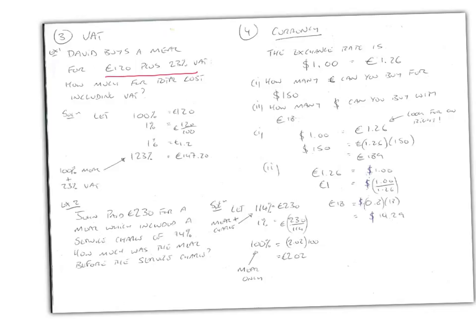So we let the cost of the meal equate 100% to €120, and we therefore find that 1% is 120 divided by 100. Okay, so 1% is €1.2 or €1.20. So therefore 123%, because 100% of what he pays is the meal, plus an added 23% VAT. So 123% is 1.2 times 123, which is €147.60.